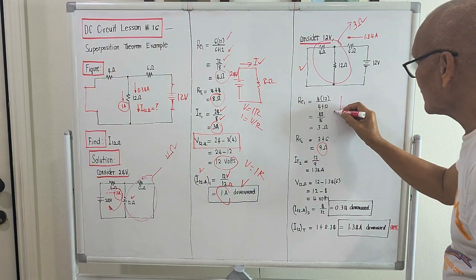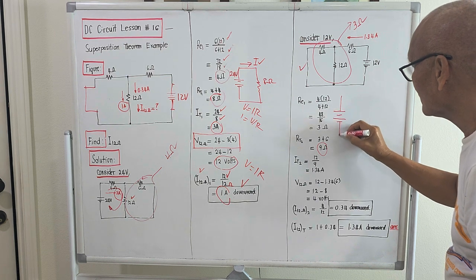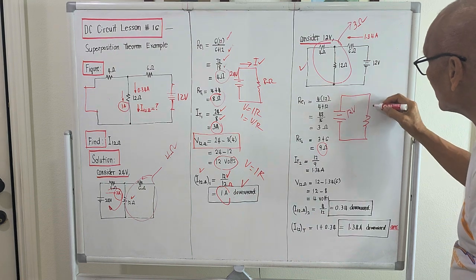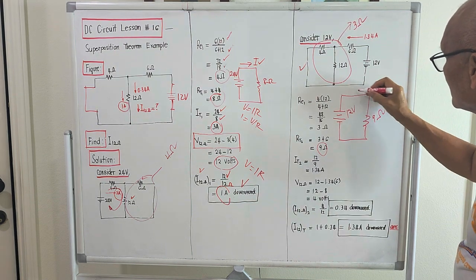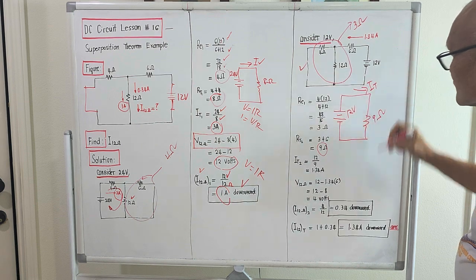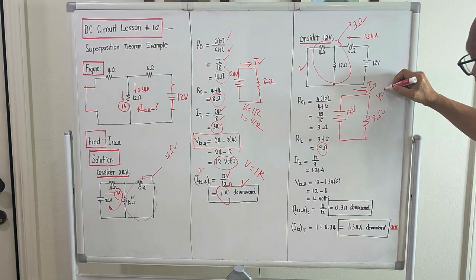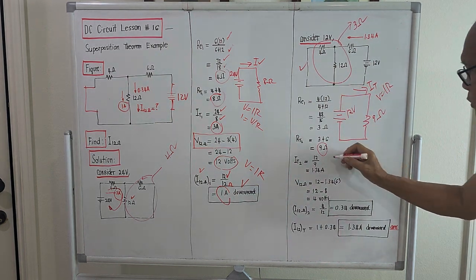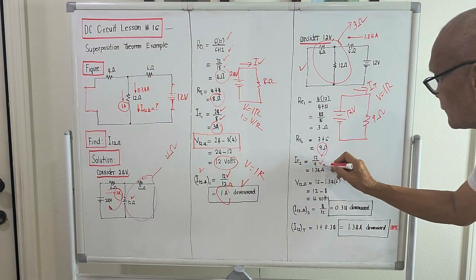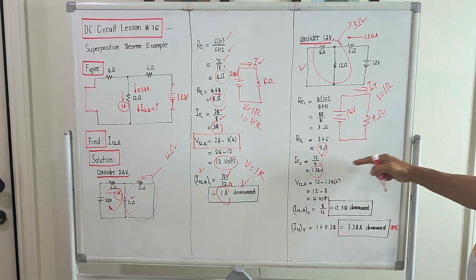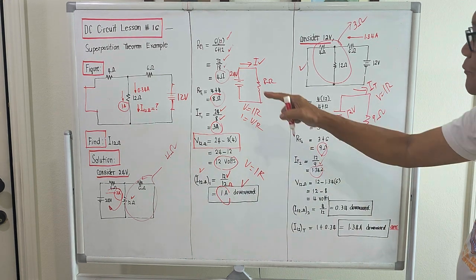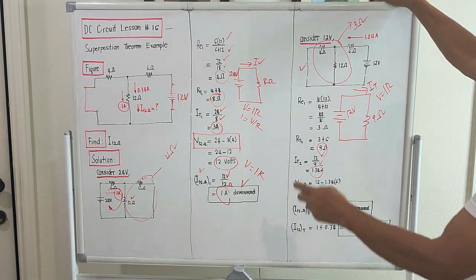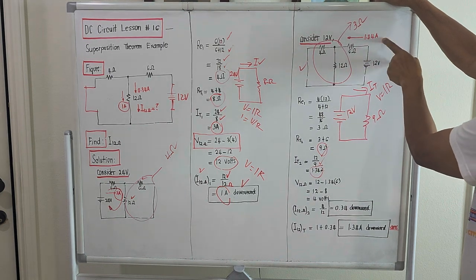So meaning to say, we are given the circuit again. This is 12 volts and this is 9 ohms. So we could compute for the total current again by using the equation voltage equal to IR. So current will be voltage over resistance. So this will be 12 over 9 and that will be 1.34 amperes. So the total current coming from the 12 volt source, when the 24 volt source is neglected, is 1.34 amperes.